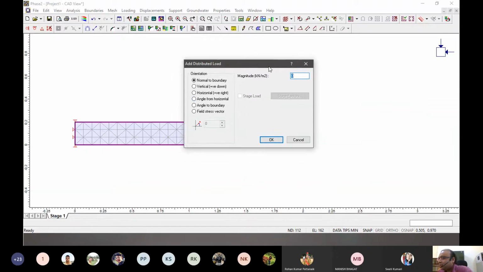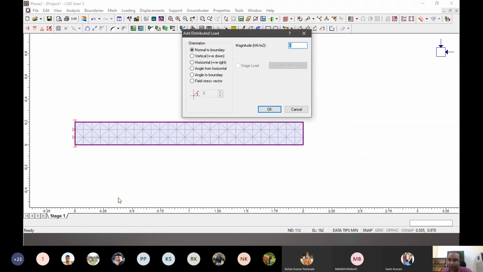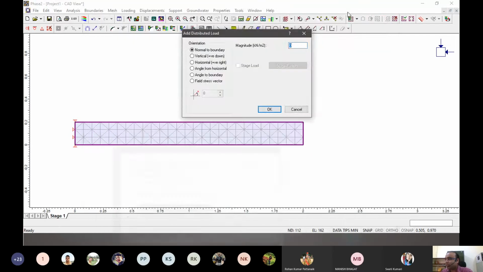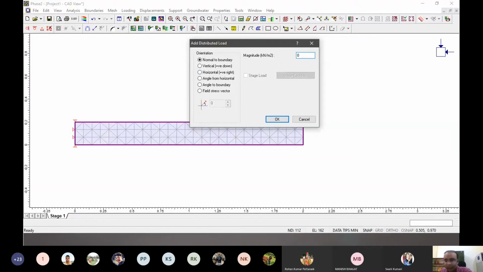Now, how much load should be put? What the question says is 10 tons, right? So in that case we have to use a conversion factor, converting from 10 tons into newtons, or in this case newtons per meter square. And now we basically have a load. Where is the Excel?